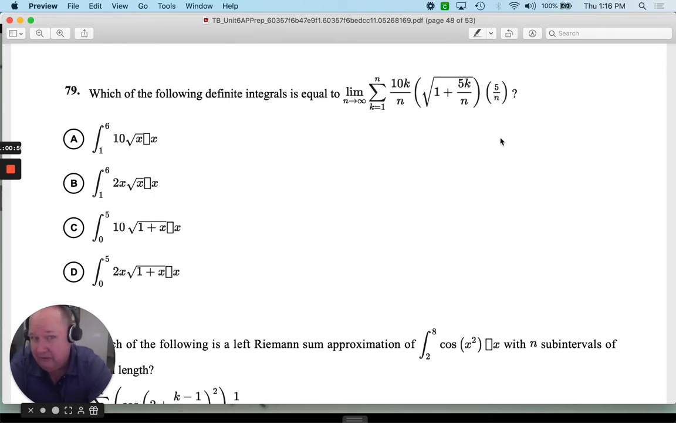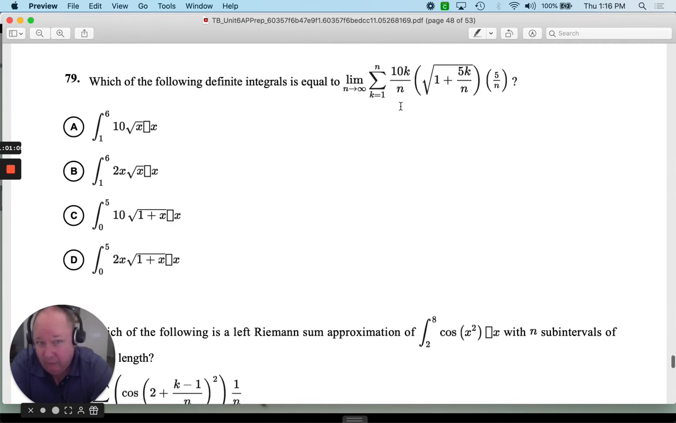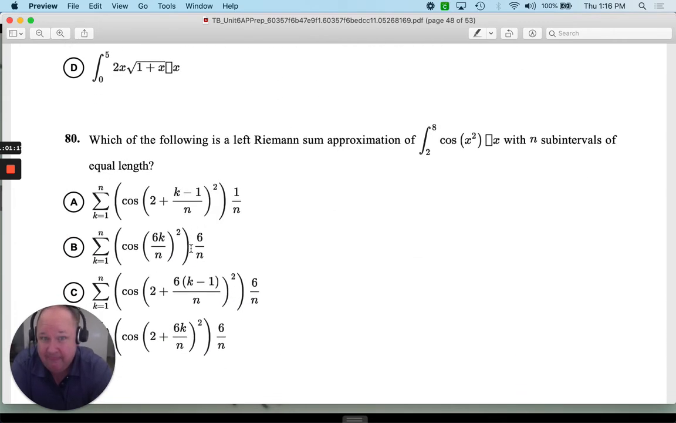Which one could match it? Think of 5 over n as x, and that therefore this would be 2x times root 1 plus x. And so which one would match that? So the function gives you the height. So if 5 over n is x, then this would be 2x, and this would be 1 plus x. Which one would match? So the answer is D.